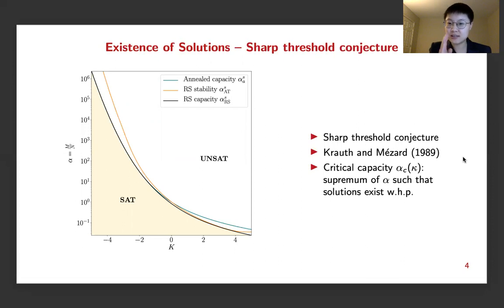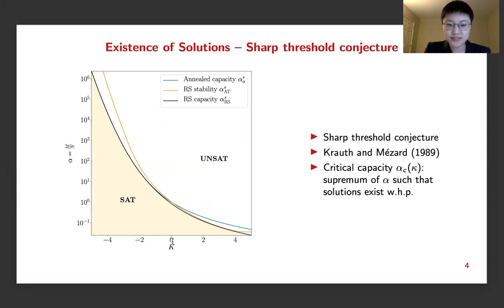And the exact prediction of the value of alpha C of kappa is given in this paper by Krauth and Mézard in 1989. Their prediction is pictured on the left-hand side, where the x-axis is kappa, which is a constant involved in our inequality on the last slide, and the y-axis is alpha, the ratio of m and n. The yellow region indicates the SAT phase, where you expect to see solutions with high probability, and the white region is the UNSAT phase, where you don't expect to see solutions.